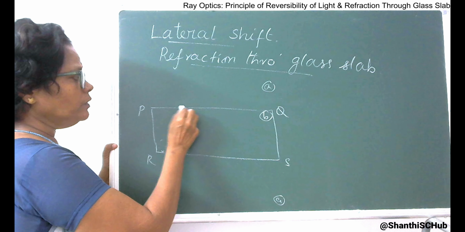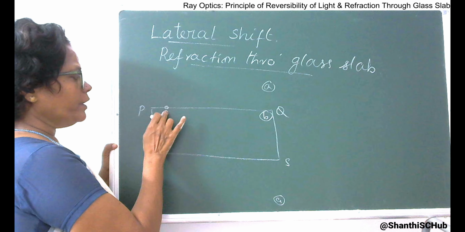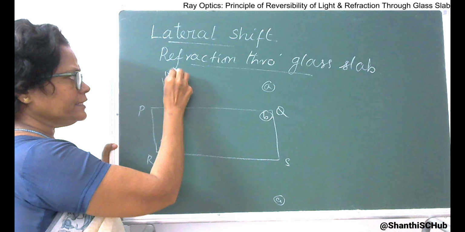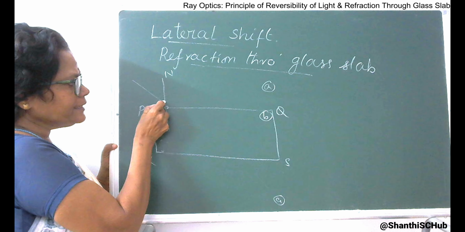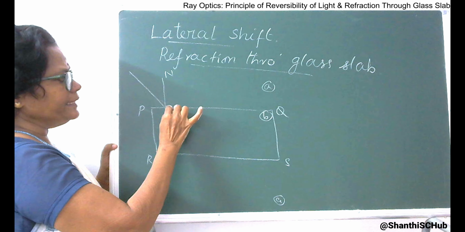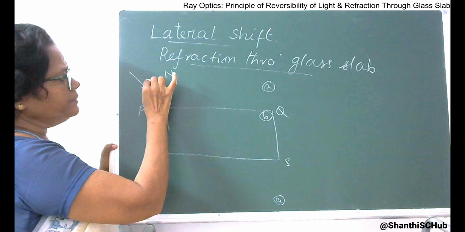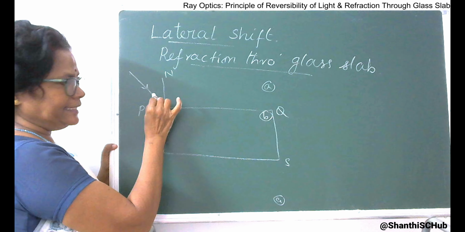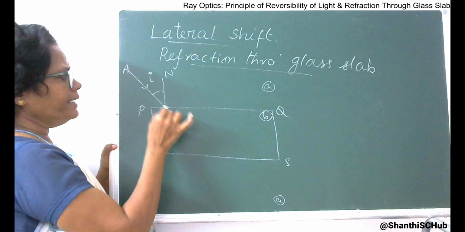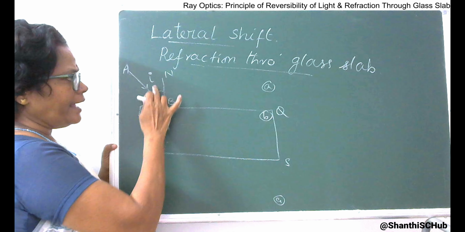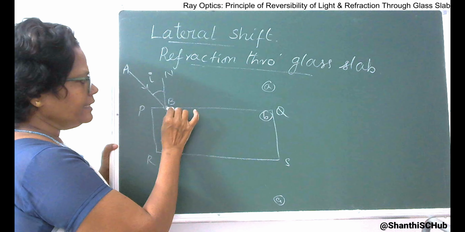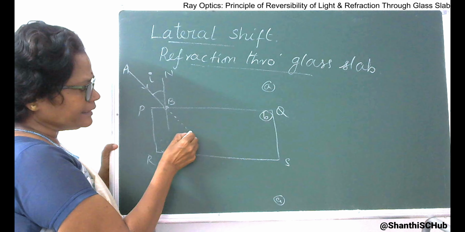Now, I take on the left side one point close to P and draw a perpendicular line to the PQ surface, called the normal. Now, oblique incidence. One ray is incident at this point obliquely. Obliquely means I is not 0 or 90, maybe 30 degrees. Name this ray as AB ray. Angle of incidence is more than 0, less than 90, maybe 30. And this is the incident direction.